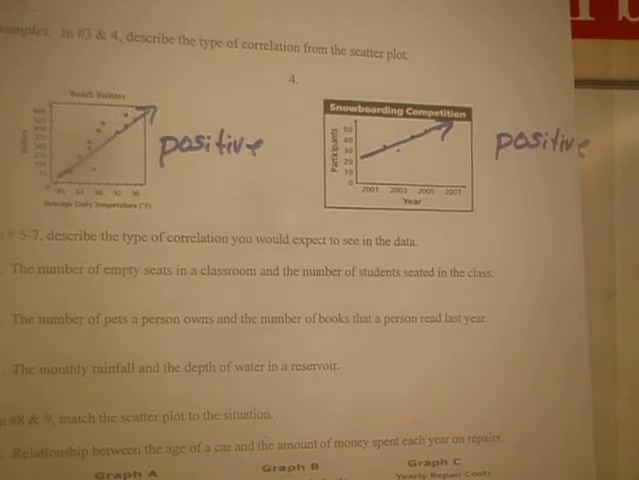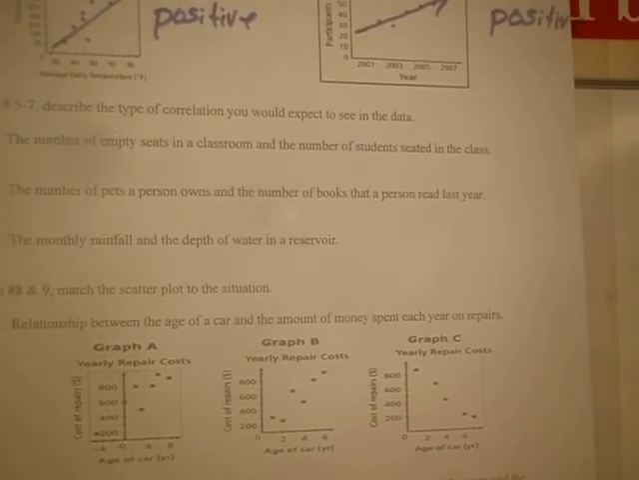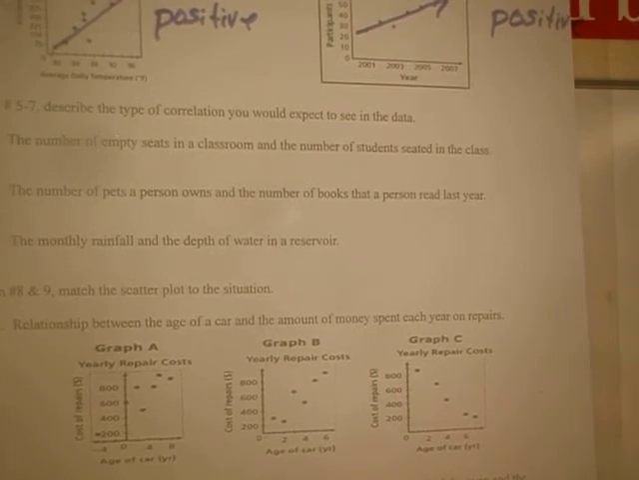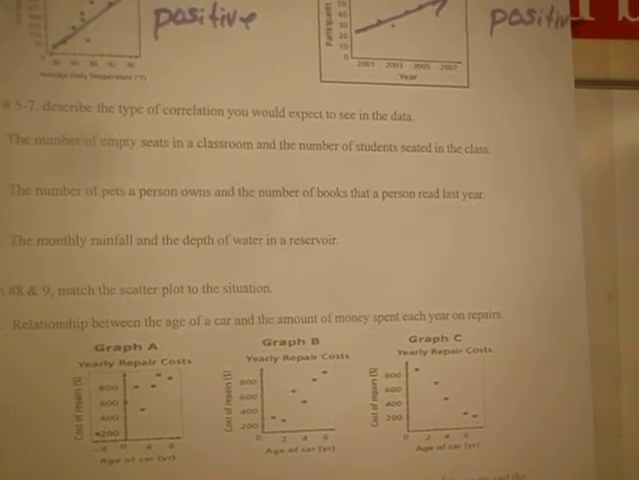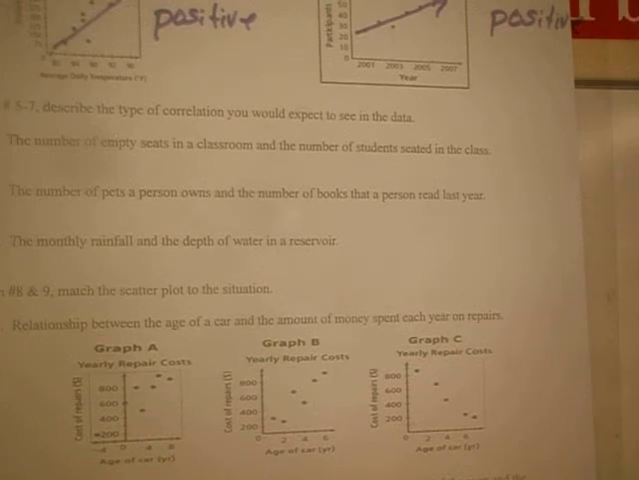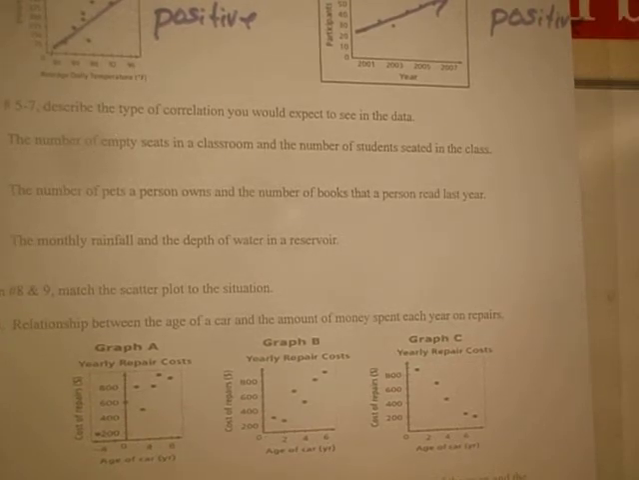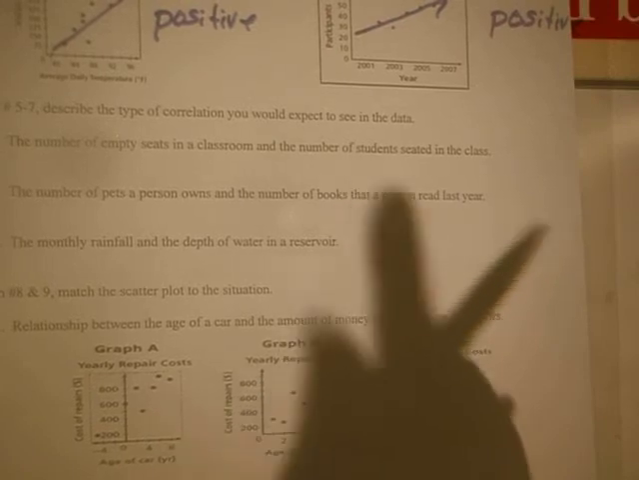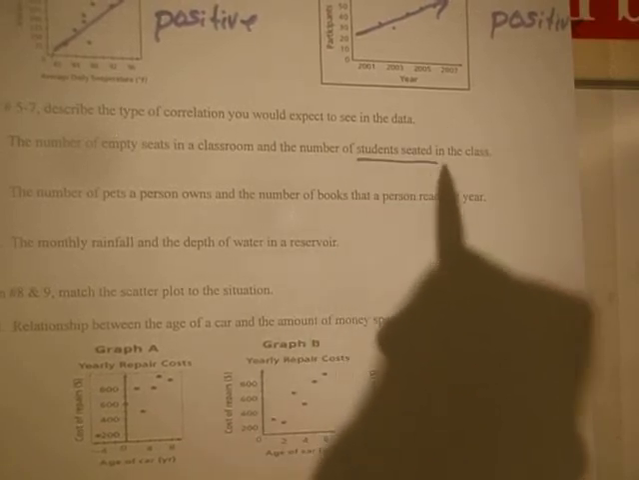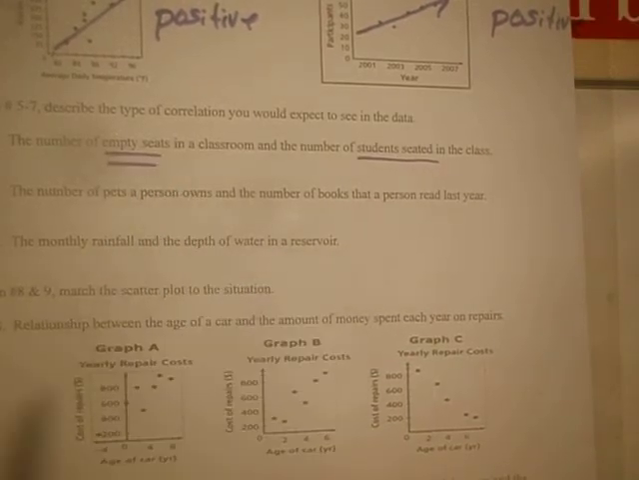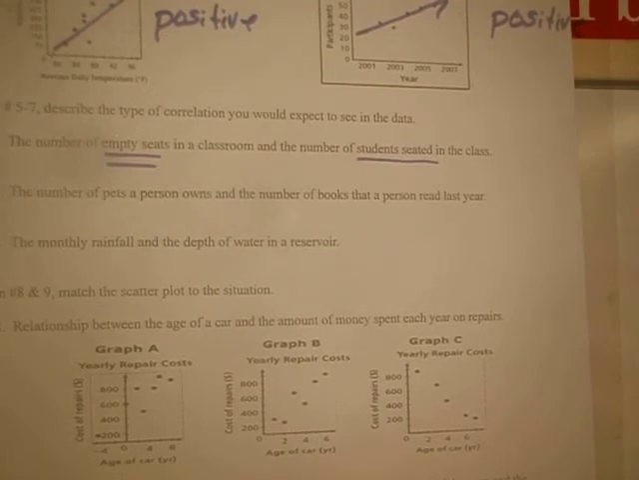5, 6, and 7 are just words or sentences, and we need to figure out what's going on with these. The number of empty seats in a classroom, you would expect to see the number of empty seats in a classroom and the number of students seated in the class. Students seated is your independent, and empty seats is your dependent.